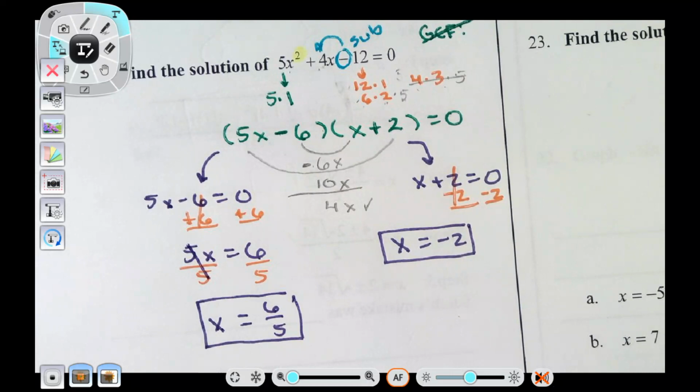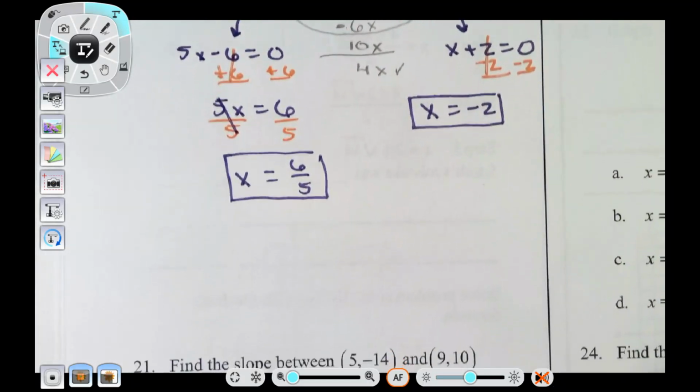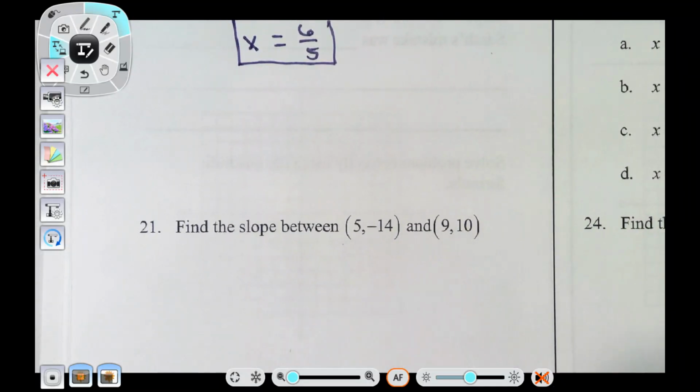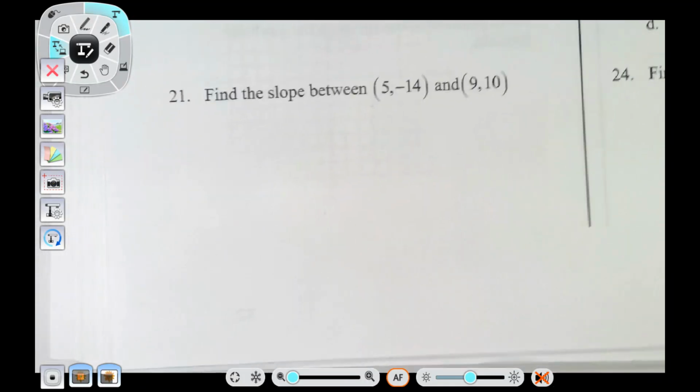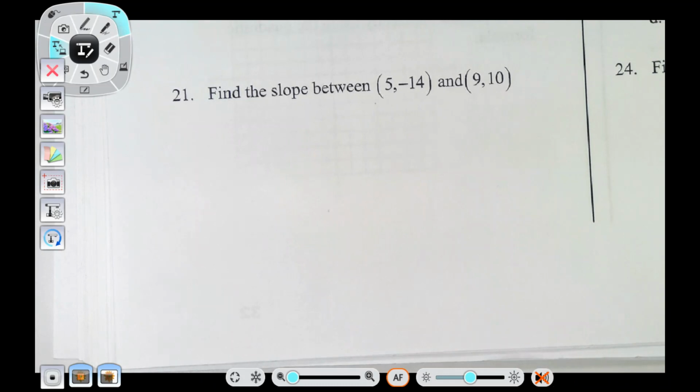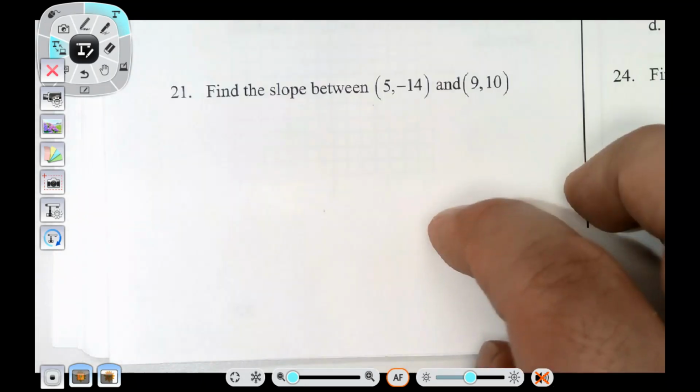All right, now here comes another throwback question. The reason we're getting all these throwback questions is because the final's coming up. It's not that far away. It's over a month still, but it's going to go by quickly. So here's another throwback question.